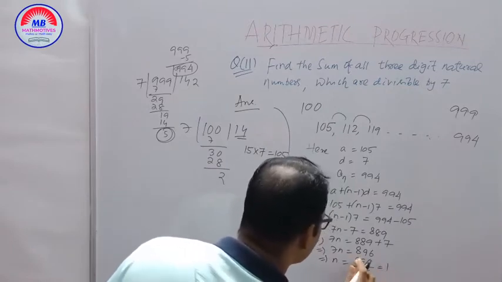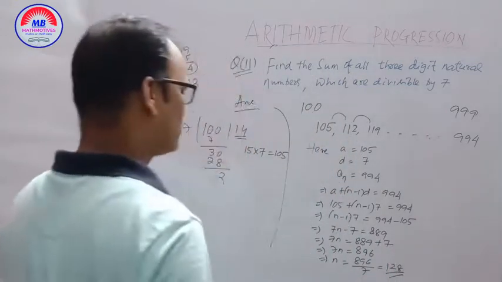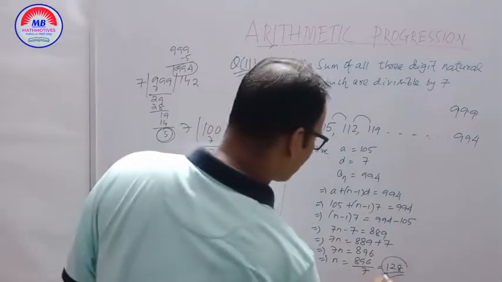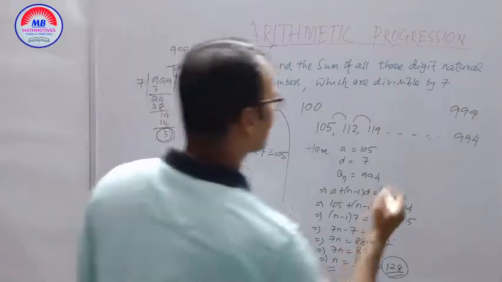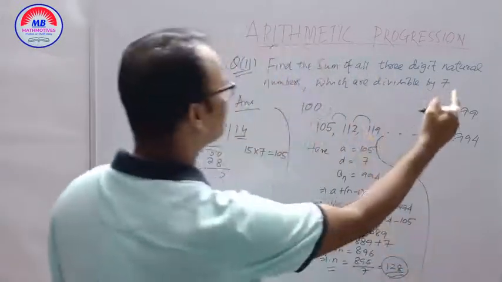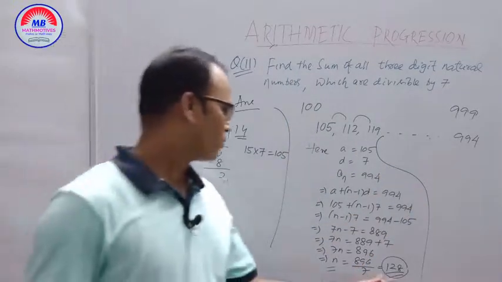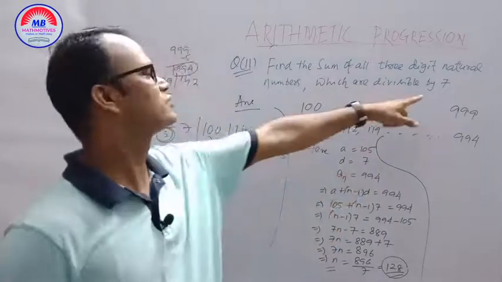7 1 is 7, 7 2 is 14, 7 8 is 56. So 128. So we get n equal to 128. What to find? Sum of all 3-digit natural numbers. So there are 128 3-digit natural numbers which are divisible by 7.